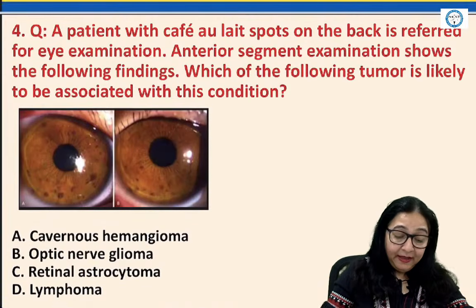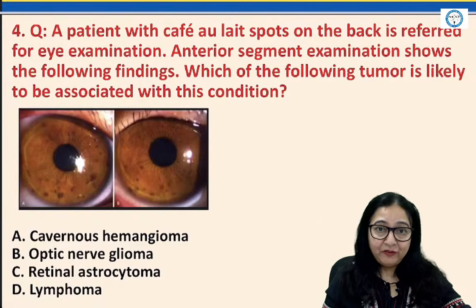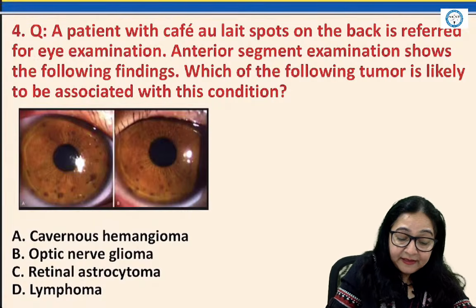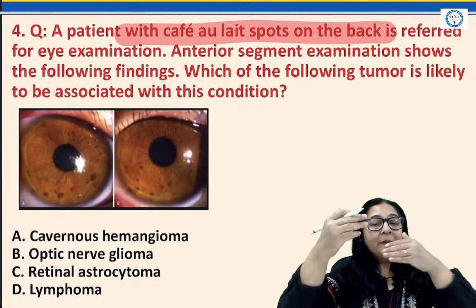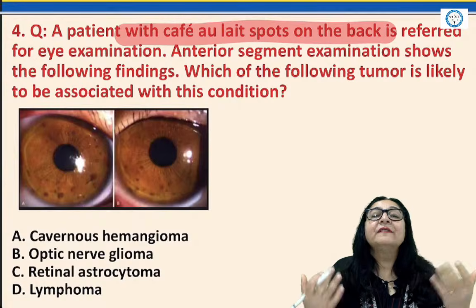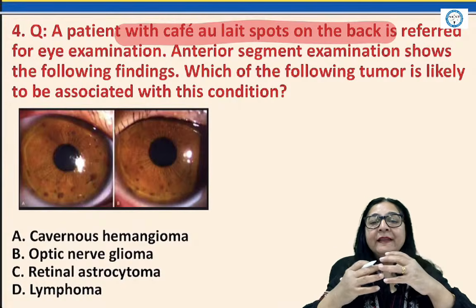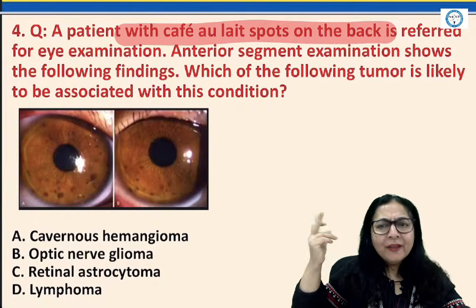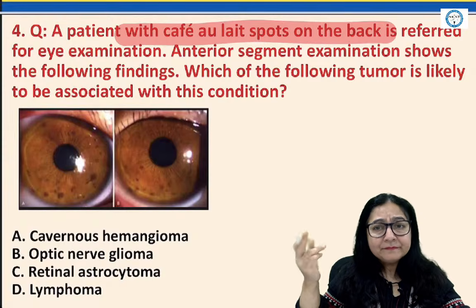Here, a patient with cafe au lait spots on the back is referred for eye examination. Here again they are giving you the key points in the question statement. The patient has a skin lesion which is cafe au lait spots. It's an integrated question of ophtha and internal medicine. Cafe au lait spots are seen in neurofibromatosis type 1.